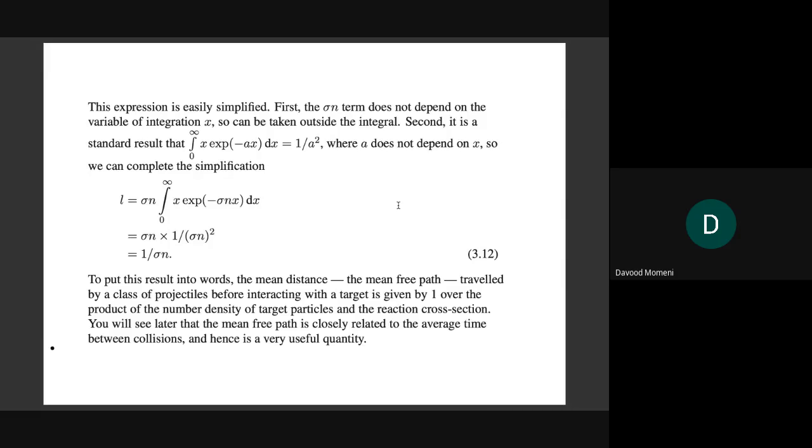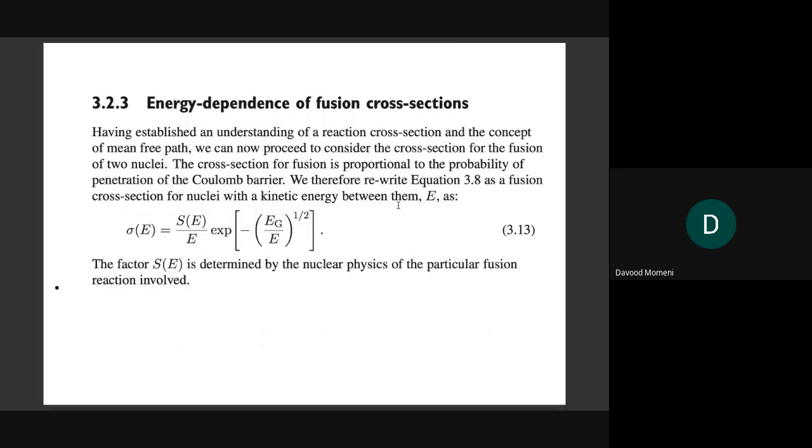The mean free path is the distance traveled, and you can imagine how fast the particles are. To know the speed of the particle, you need to know their energy. When you have their energy, you can calculate the speed. Then, if you know the average distance, you can easily calculate the average time. So the mean free path is related to the average time, the time between collisions. These questions are very helpful. Do you have any questions?